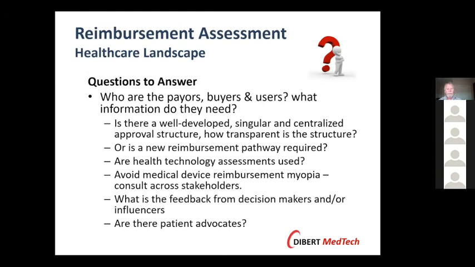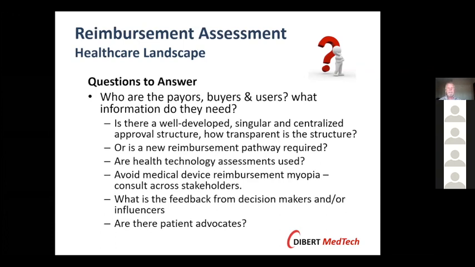So is there a well-developed single approval process? How transparent is it? Some, like Quebec, some of the processes are just black holes. It goes in and you have no idea what happens. HTA is going to be used. Now, HTAs can't be done for every device. So in Canada, there are probably 3,000 medical devices, either new or updated, coming out of Health Canada each year.